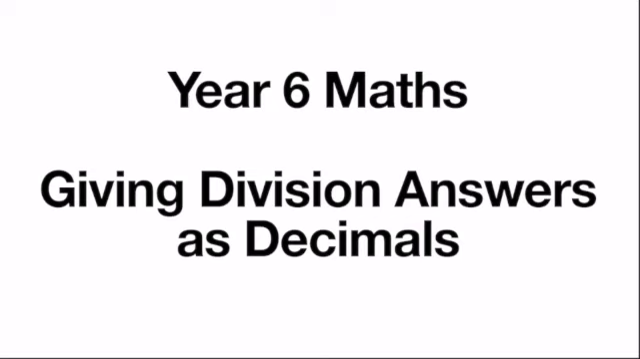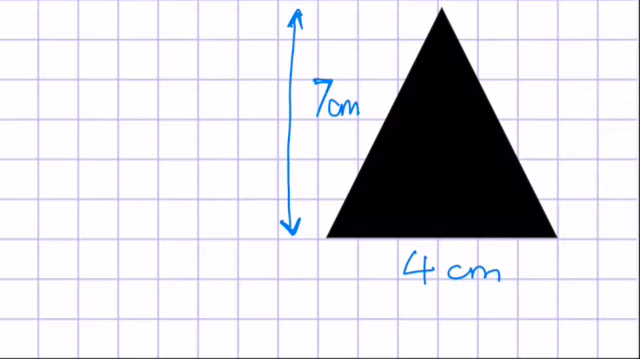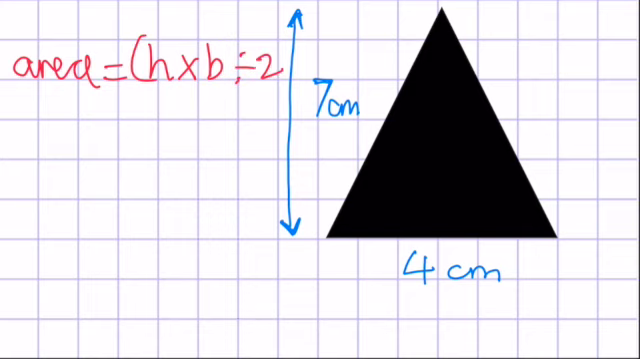Year 6 Maths, giving division answers as decimals. Yesterday, we looked at how to find the area of a triangle. Now, here you have got a triangle. The height is 7 centimetres and the base is 4 centimetres. So, if you remember, what we did is we said area equals height times base divided by 2. And that's how we find the area of a triangle.